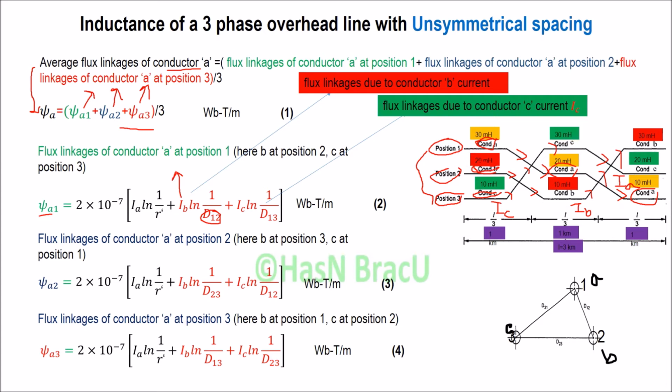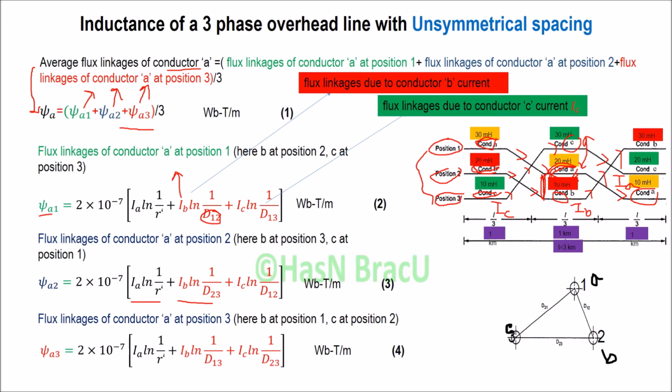Similarly, for the flux linkages of conductor A at position 2, when A is at position 2, conductor B is at position 3 and C is at position 1. So the flux linkages will be psi A2 equal to 2 into 10 to the power minus 7 IA ln of 1 divided by r prime, plus IB ln of 1 divided by D23. So the distance between A and B is D23, right? Plus IC ln of 1 divided by D12. So the distance between conductor A and C is D12, right? Weber turn per meter.